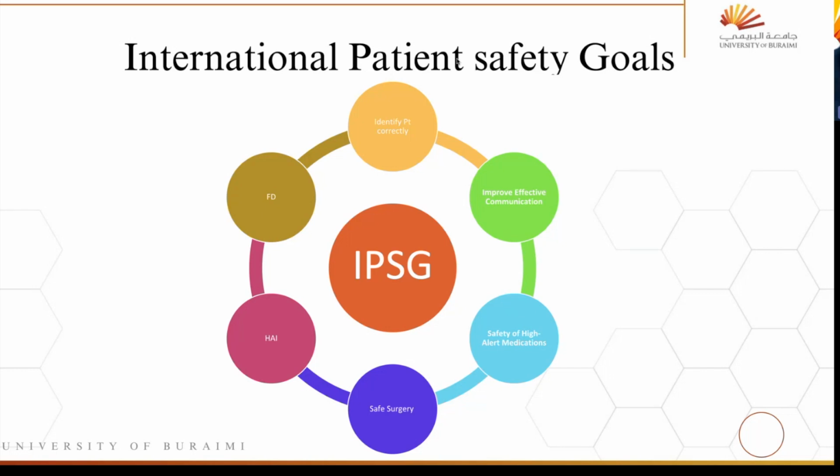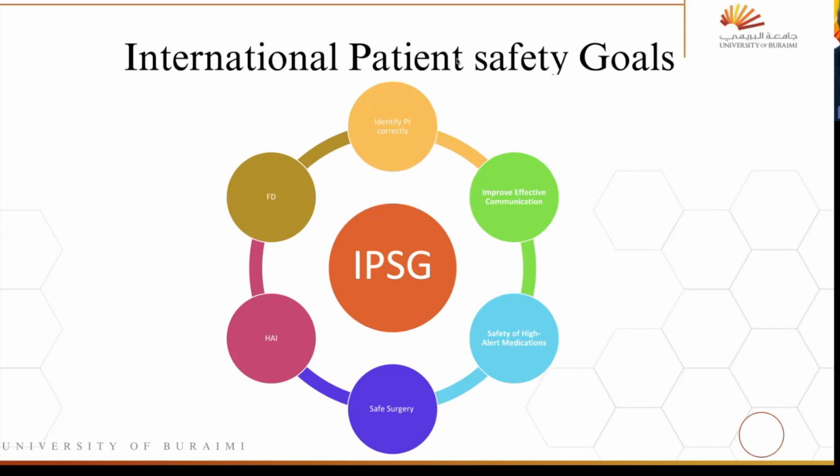Safety of high alert medications: all the kinds of dangerous medication will come under this category. Then safe surgery, the pre-op care. We are assuring that when the patient goes for surgery on the left eye, there are measures in the hospital that assure the patient receives the surgery in the correct way. And in this goal, we'll also discuss surgical site infection and the methods that will prevent it from happening. Also, hospital-acquired infections will be the fifth international patient safety goal.